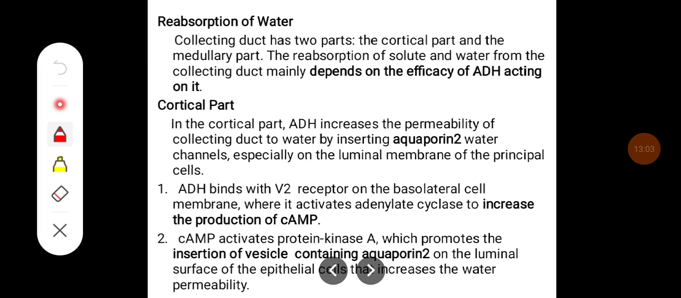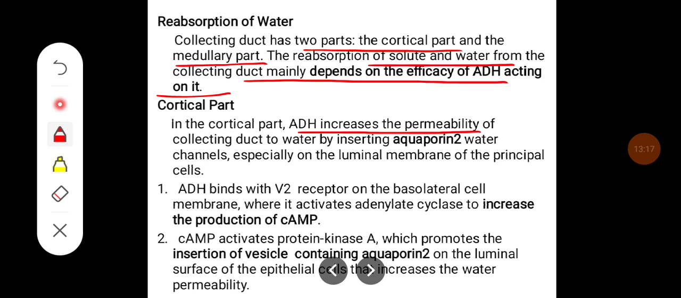Reabsorption of water here. The collecting duct has two parts, the cortical part and the medullary part. The reabsorption of solute and water from the collecting duct mainly depends on the efficacy of ADH acting on it. In the cortical part, ADH increases the permeability of the collecting duct to water by inserting aquaporin water channels, especially on the luminal membrane of the principal cells.